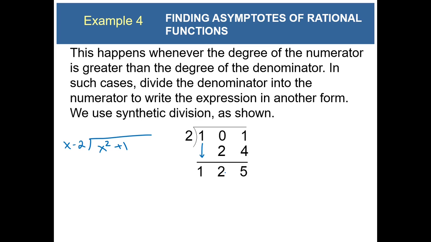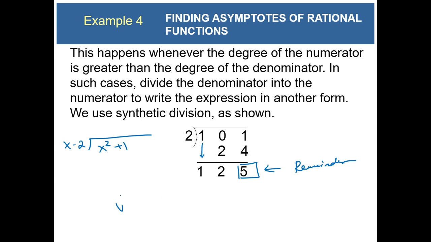0 plus 2 is 2. 2 times 2 is 4. And 1 plus 4 is 5. So this gives us a remainder of 5. Recall when using synthetic division, the quotient is always 1 degree less than the polynomial.